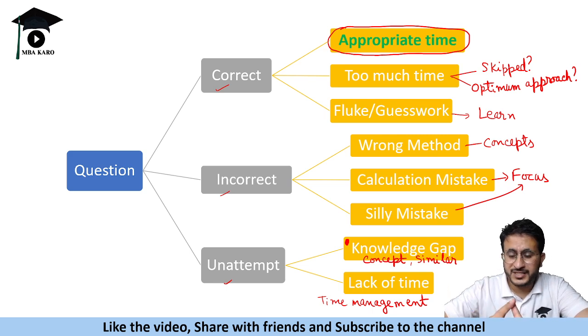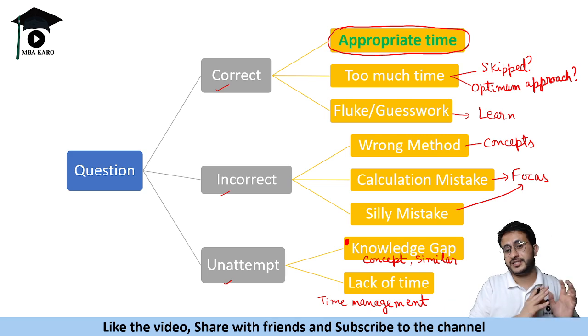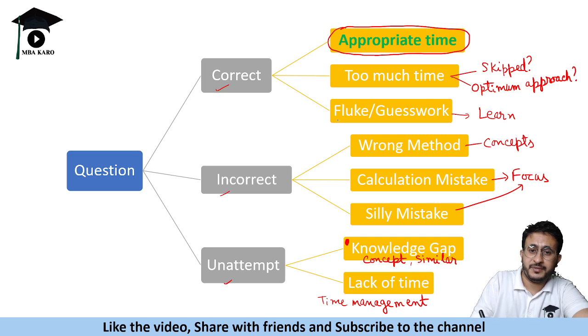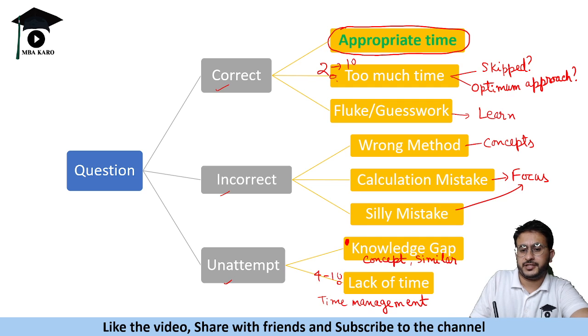If you took too much time, then learn the optimum approaches, or think whether I should skip this question in the examination and attempt something else, because possibly you took too much time on a question, but you skipped a question because of lack of time. So suppose you did 2 questions in 10 minutes, but here you could have done 4 in 10 minutes. So it was better to skip those questions and attempt this. So here comes the role of time management.